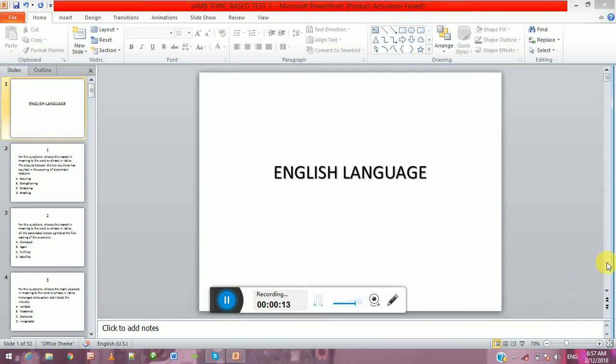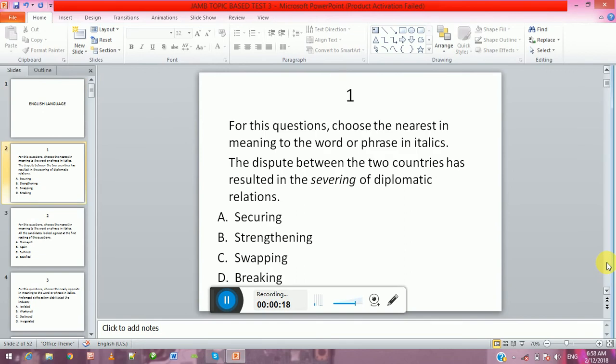We are starting with English language. For these questions, choose the nearest in meaning to the word or phrase in italics. The dispute between the two countries has resulted in the severing of diplomatic relations. Severing is the word. Which word is nearest in meaning to severing? A. Securing. B. Strengthening. C. Swapping. D. Breaking.